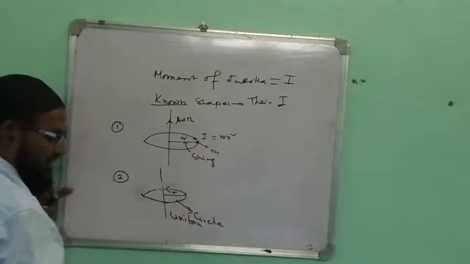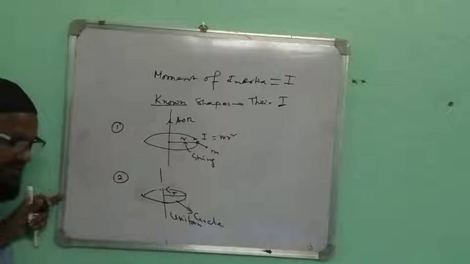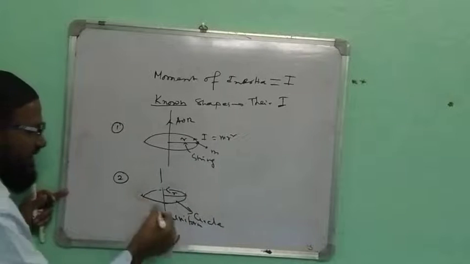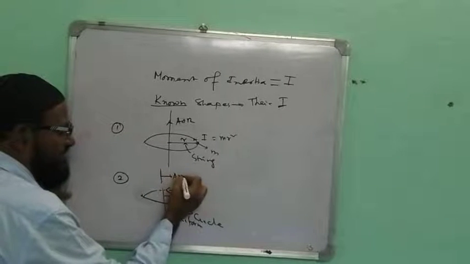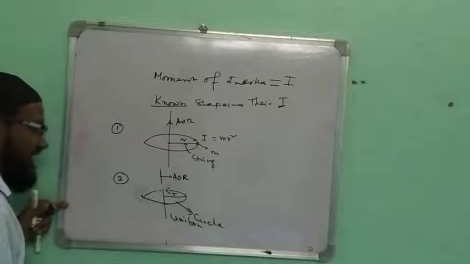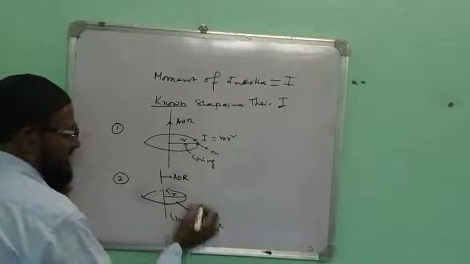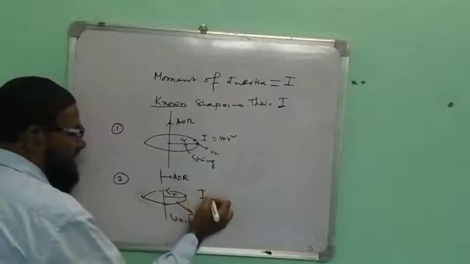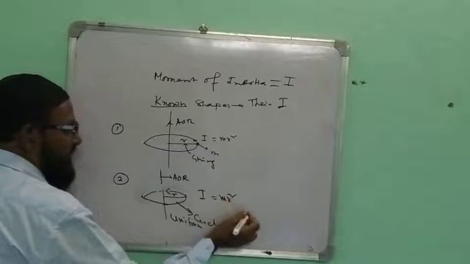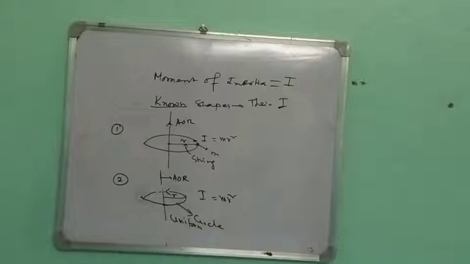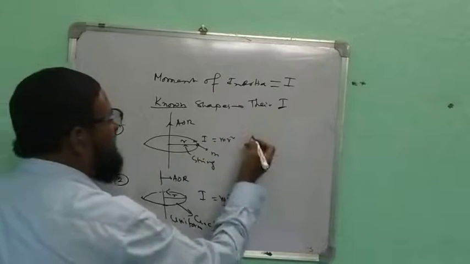This is the axis, the circle is moving. This is the axis of rotation. In this case, what is I? I is also mr square. Okay? Next thing. Figure number 3.